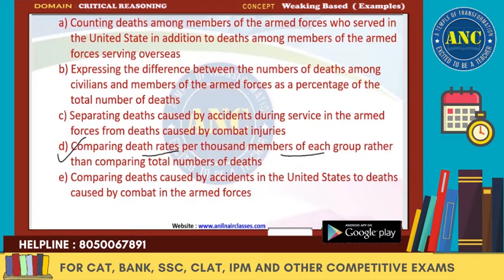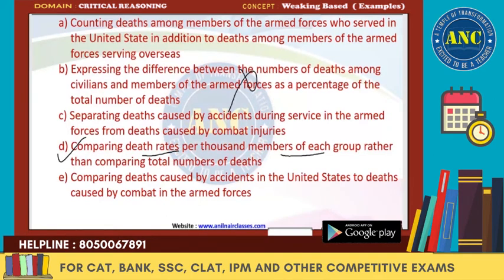Look at option B, expressing the difference between numbers of deaths among civilians and members of the armed forces as a percentage of the total number of deaths. Since the conclusion acknowledges the difference between the number of civilians and armed forces deaths, expressing this difference as a percentage is beside the point. Hence, it will not make sense.